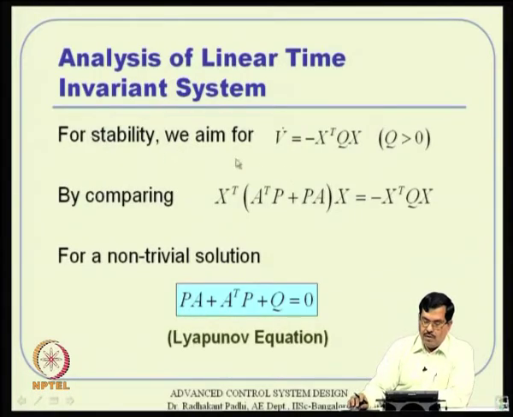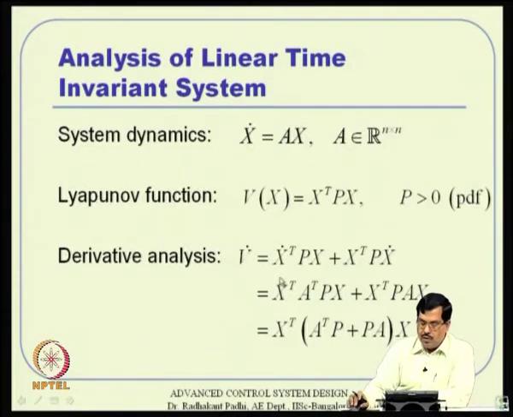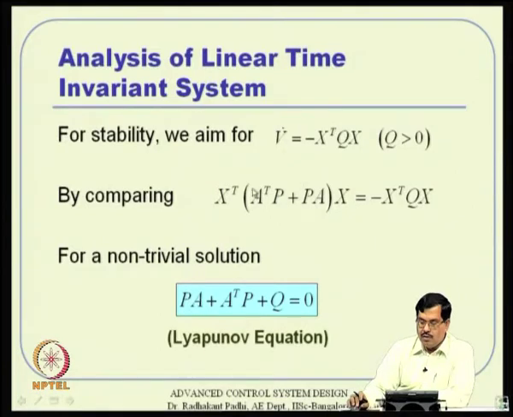So, for stability we aim for a negative definite V dot. That means V dot should be something like this, where Q is positive definite, so that V dot is negative definite. If you compare this expression with this one, this is the result that you are getting.